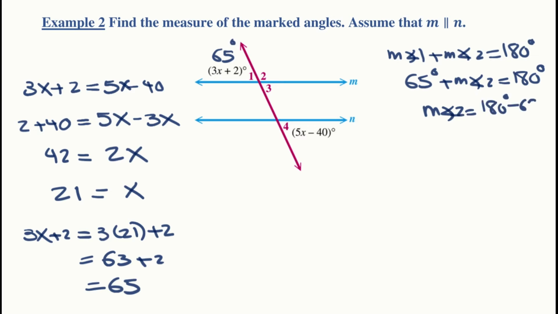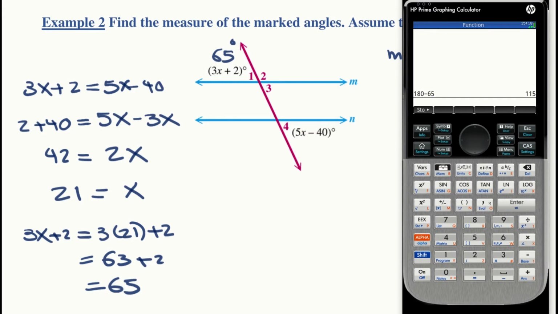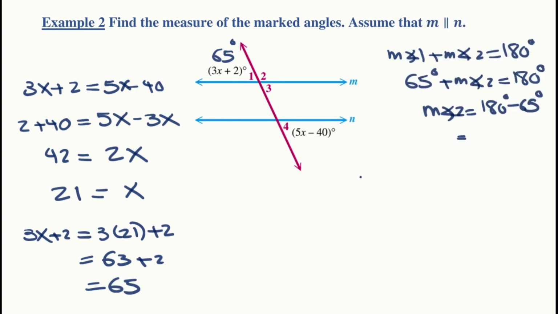So we end up with the measure of angle 2 being 180 degrees minus 65 degrees. So we can just take care of that. So we have 180. You can of course do that in your head if you like, but just to be on the safe side, we'll go ahead and utilize technology. We can always use technology for these simple arithmetic type situations. And here we get 115. All right, so now we know that angle 2 is 115 degrees, right?